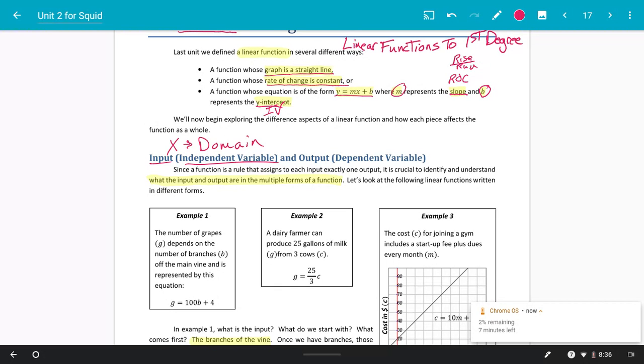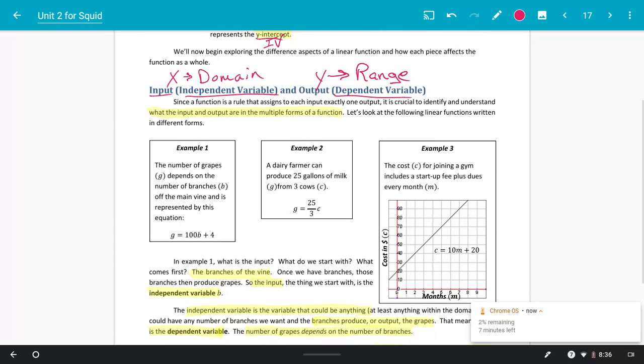It's not changing. Our output is our dependent variable. It's our y variable. It is our range. Nothing has changed there, okay? This stuff's starting to creep its way into your brain, I hope, because it's not changing. What we're trying to do is decipher what the input is and what the output is in different forms of a function.